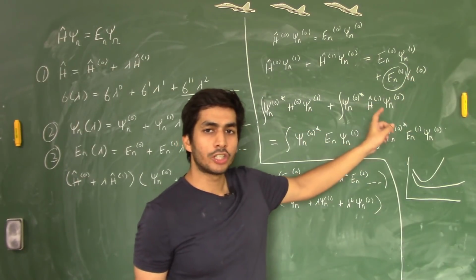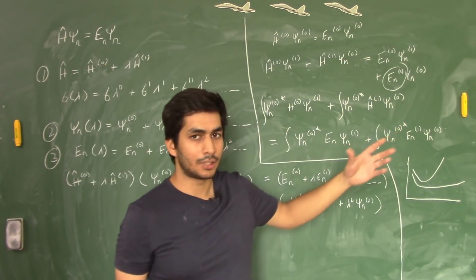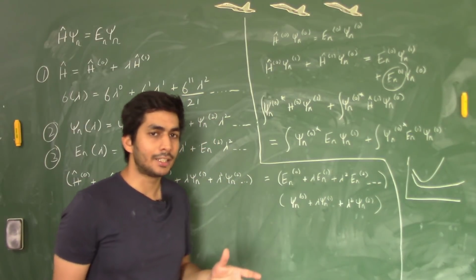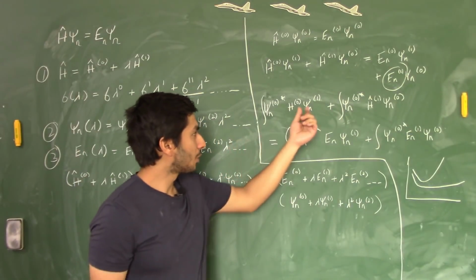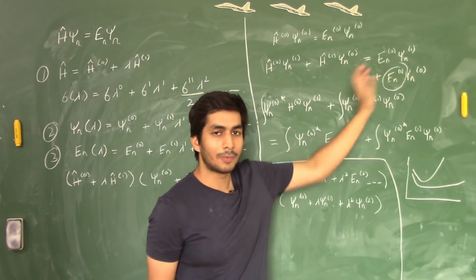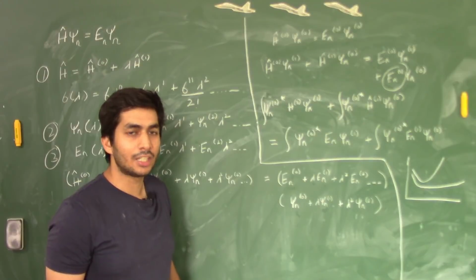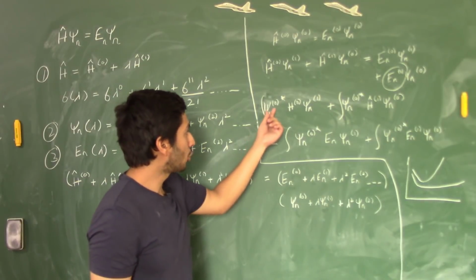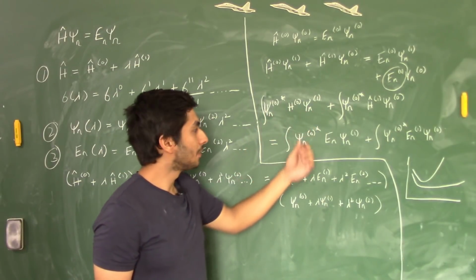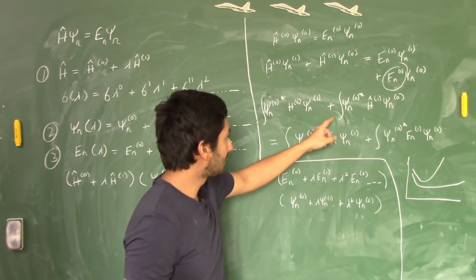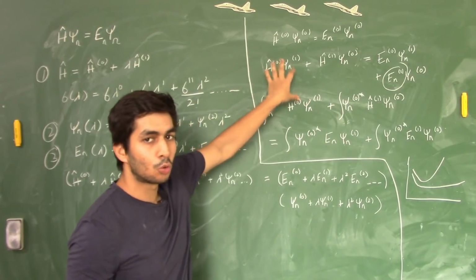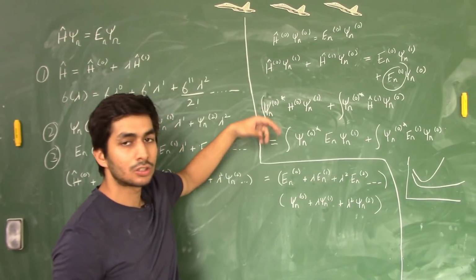So the complex conjugate of psi n naught is psi n naught star, right? So we are going to multiply and integrate, right? What we do is, we multiply the whole equation by psi n naught star. So if you multiply the whole equation by psi n naught star, what do we get? Psi n naught star H naught psi n1 plus psi n naught star. So basically I'm multiplying this whole term by psi n naught star, right? Psi n naught complex conjugate.